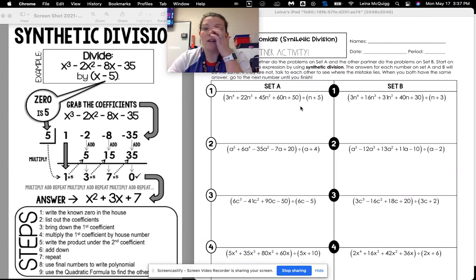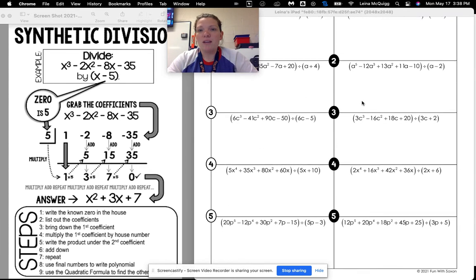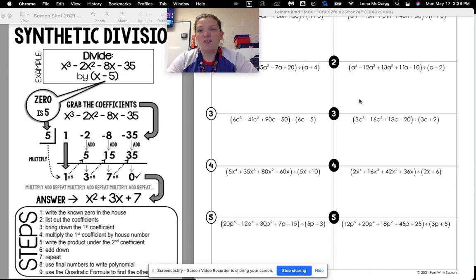Since you are at home, this is how I want you to work this assignment. You don't have a partner to work with to check, so I'm going to work number 1 and number 1 and show you that the answers, even though they're different problems, will be the same. And then I want you to pick, I think there are 5 problems total, 3 others. So that'll be 6 problems total that you'll do.